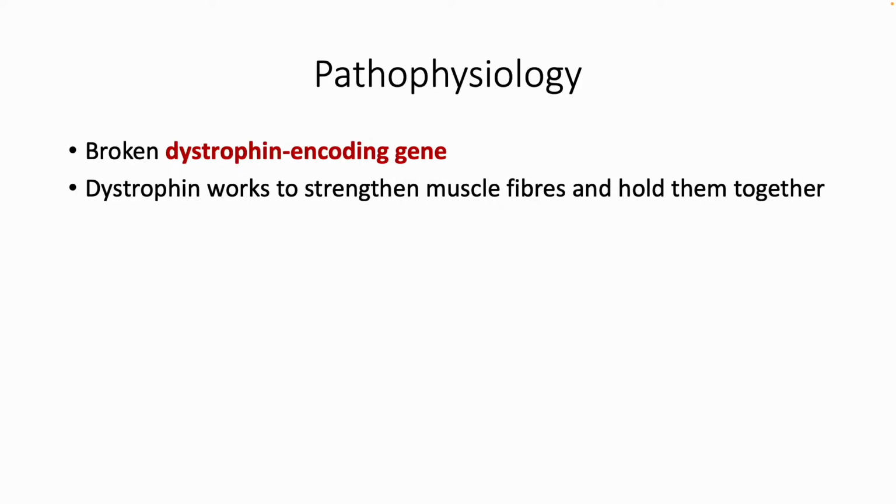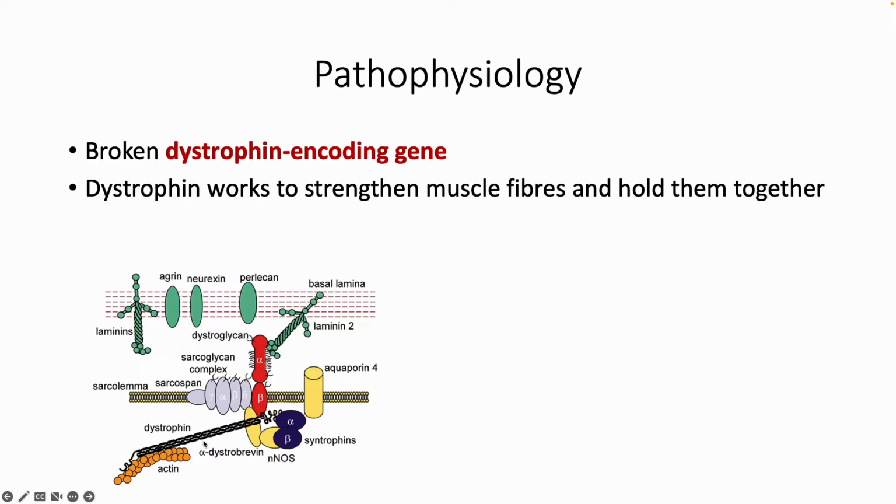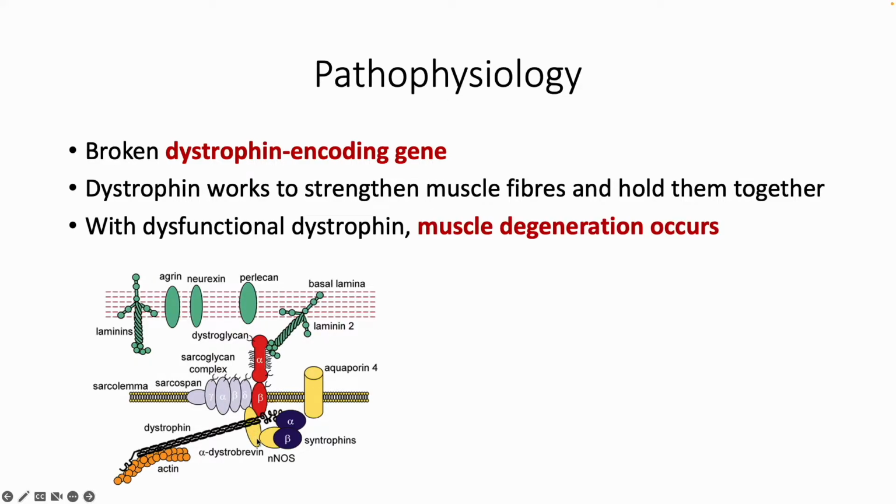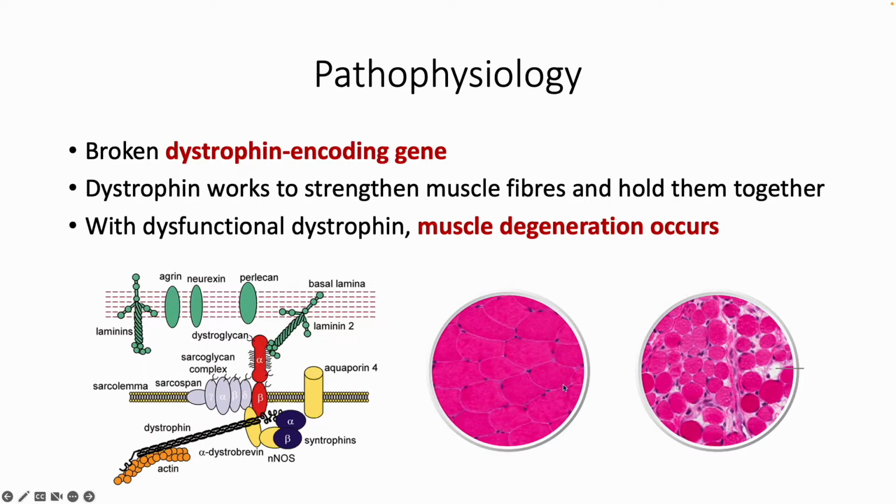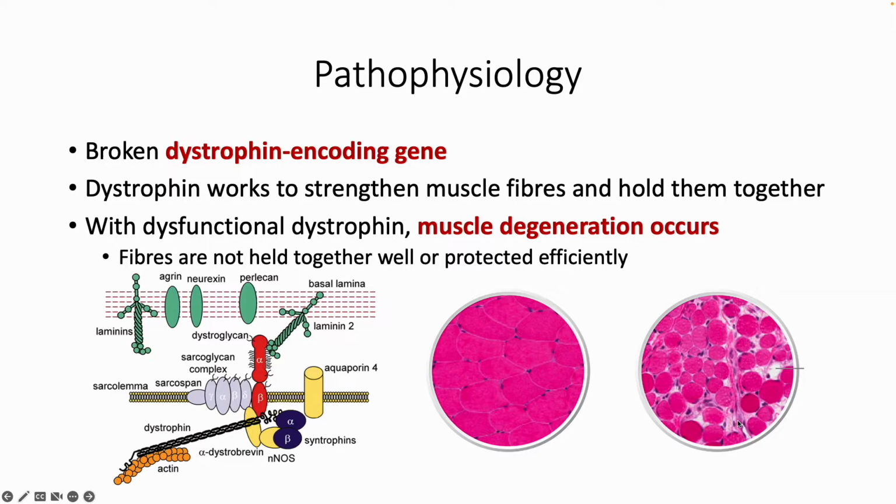Some basic pathophysiology. As I said earlier, it is due to a broken dystrophin encoding gene, and dystrophin normally works to strengthen muscle fibers and hold them together. And as you can see from this diagram here, it connects the actin of each muscle fiber to the basal lamina. With dysfunctional dystrophin, muscle degeneration occurs, and this means that all this healthy muscle tissue gets replaced with fat tissue, you can see around here, and there's a lot of muscle cell turnover because the fibers are not held together well or protected efficiently.